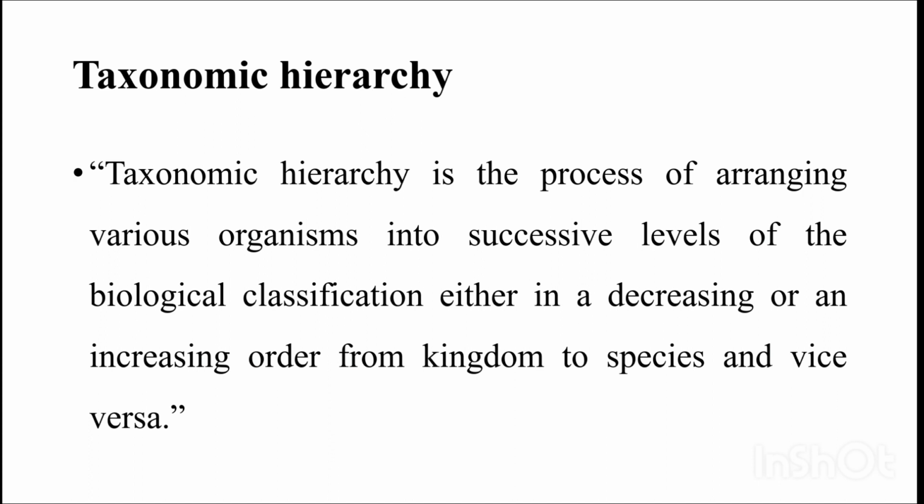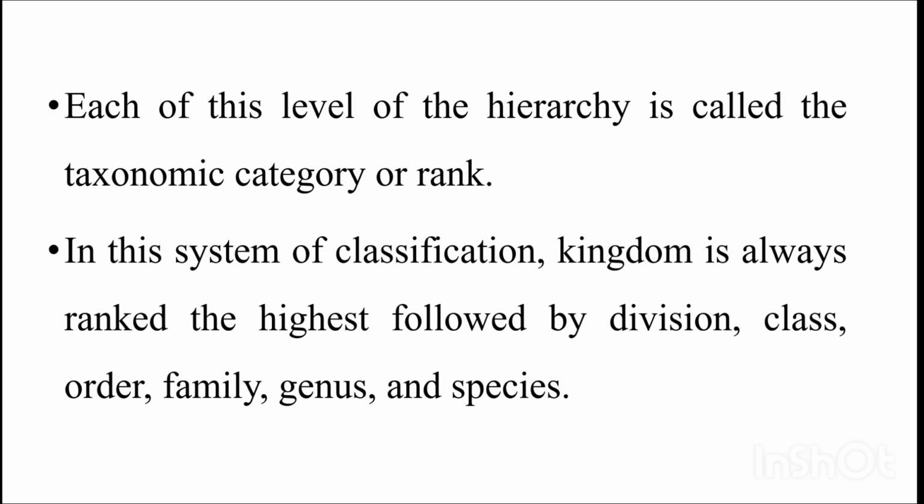So hierarchy means the process of arranging, and taxonomic hierarchy means the process of arranging various organisms into the successive trophic levels of the biological classification, either in a decreasing or an increasing order, from kingdom to species or from species to kingdom. Each of this level of hierarchy is called taxonomic category. Species, then order, then family, all are a rank.